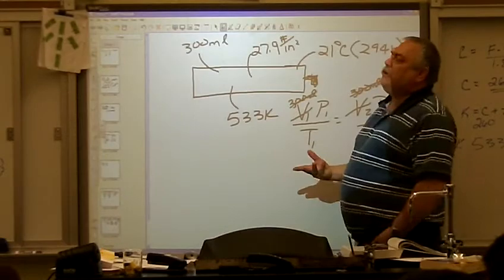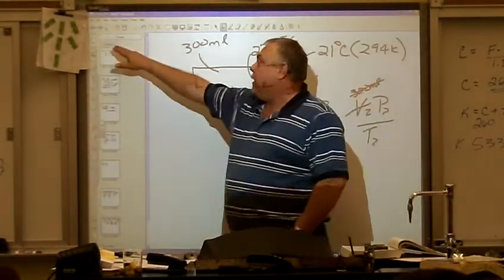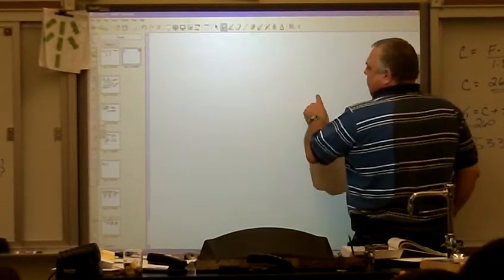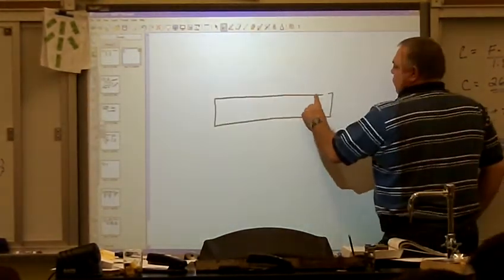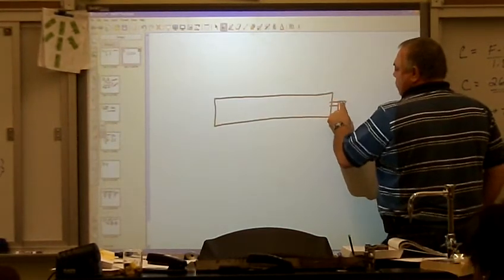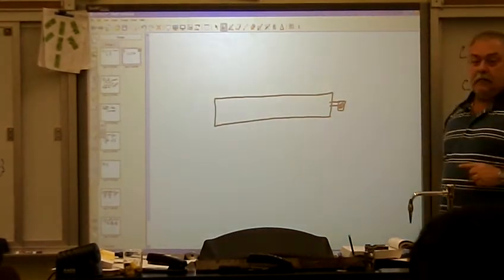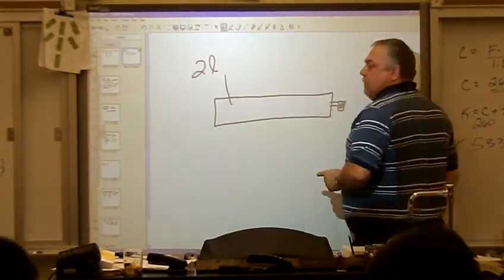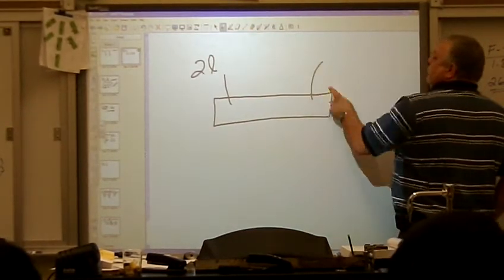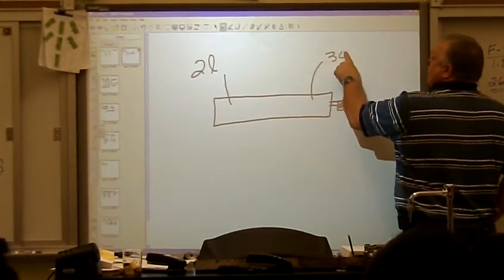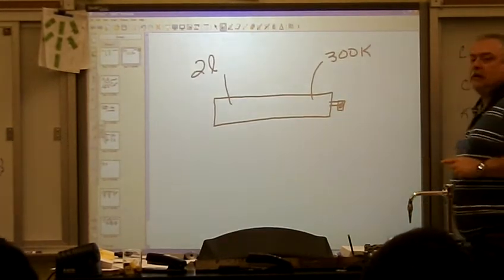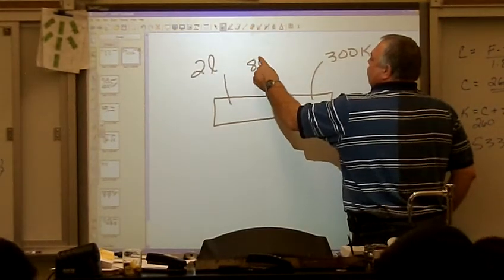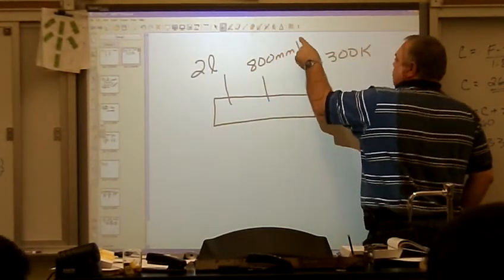Now, how would you use the combined gas law for other things? Well, what happens if I told you the following? I have a container, and I know that the volume of this container is 2 liters in size. The temperature of this container, just for simplicity's sake, is going to be 300 Kelvin. I'm going to give it to you in Kelvin already. The pressure inside of here is going to be 800 millimeters of mercury.